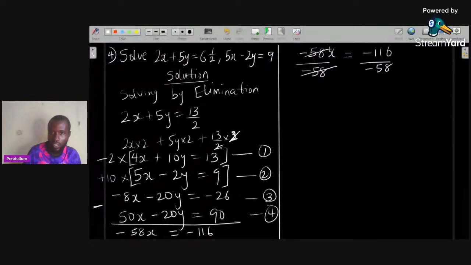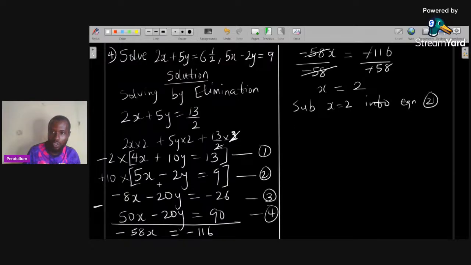This will cancel itself here. x is left. Minus cancels minus. 116 over 58 should be 2. Yes, 116 divided by 58 should be 2. So x is 2. All right, we've gotten the value of x. Now, how do we get y? We are going to substitute the value of x into any of the equations, either 1, 2, 3, or 4. So I think I'm going to substitute it into equation 2.